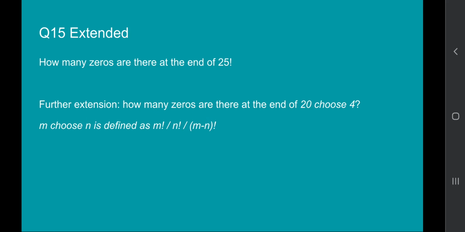Okay? So let's extend this question. How many zeros are there at the end of 25 factorial? Okay? And we're going to further extend it. How many zeros are there at the end of 20 choose 4? Right? And if any of you have forgotten the choose operation, it's right there. It's m factorial divided by n factorial divided by m minus n factorial. Okay, so try this question, really think about it, and we'll go through that in the next lesson.